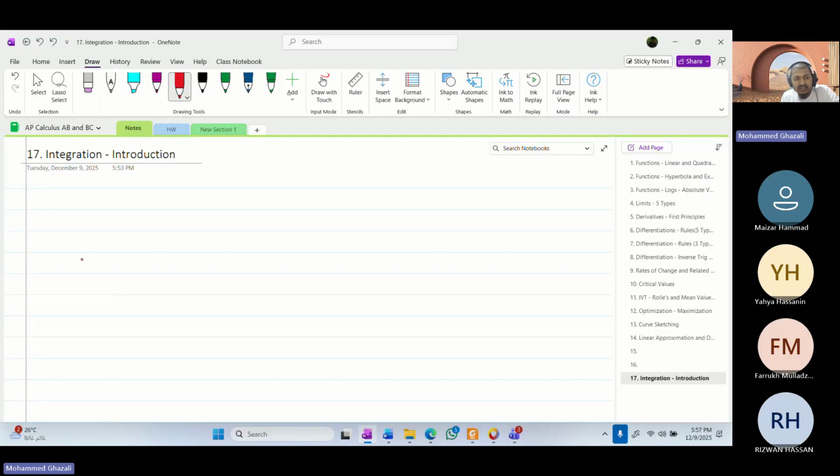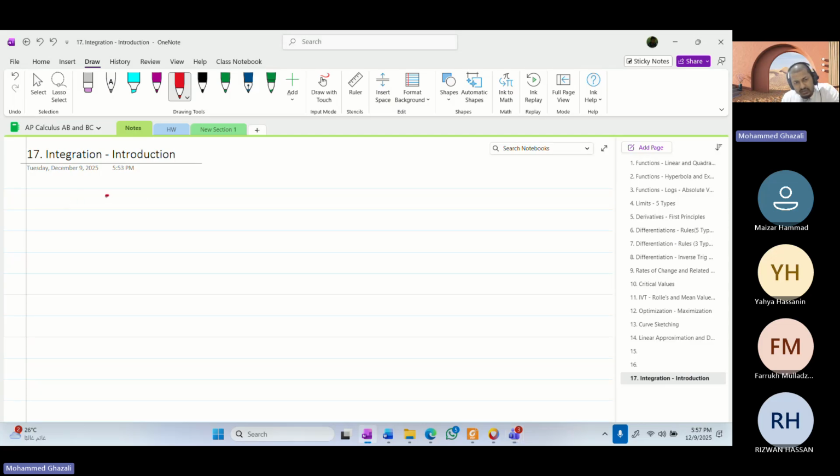In this lesson, lecture number 17, we're going to cover integration or antiderivatives. It's just a basic introduction and remembering the rules from previous lessons 6 and 7. If you remember differentiation rules, you'll be able to solve most of these problems.